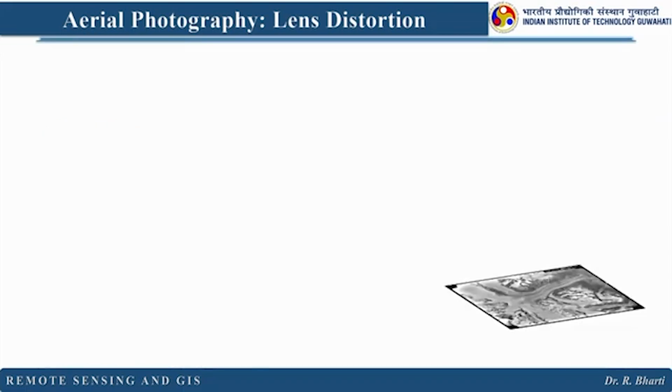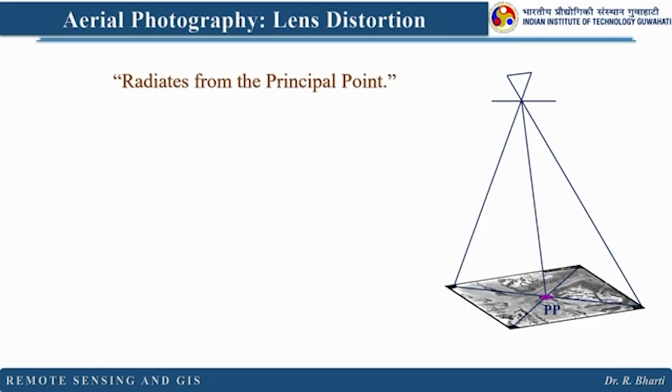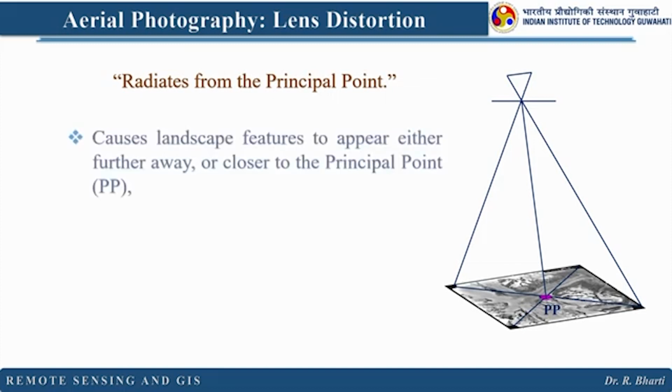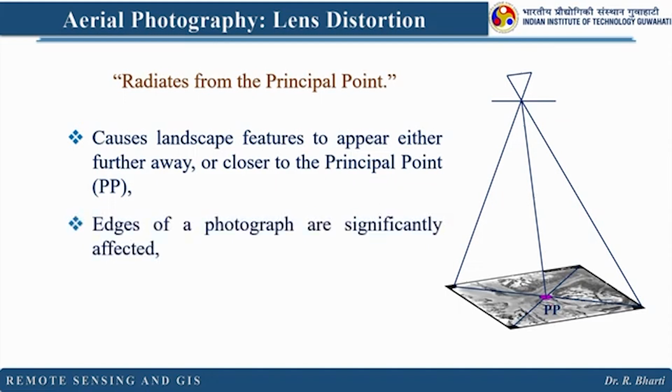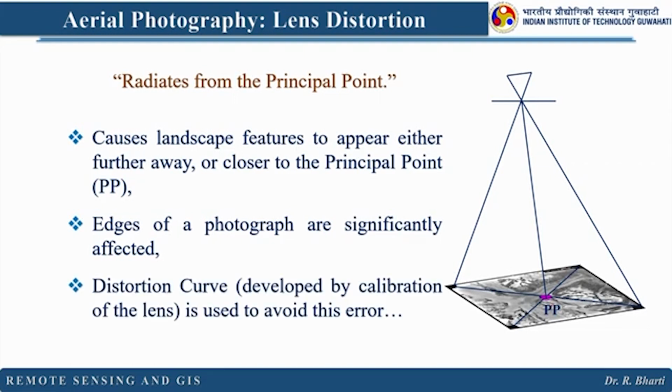So let us understand in terms of principal point, isocenter, nadir, how this lens distortion occurs. This lens distortion radiates from the principal point, that you are familiar with, this PP, and it causes landscape features to appear either further away or closer to the principal point. Edges of the photograph are significantly affected, you remember the last slide, and the distortion curve developed by calibration of the lenses is used to avoid this particular error.